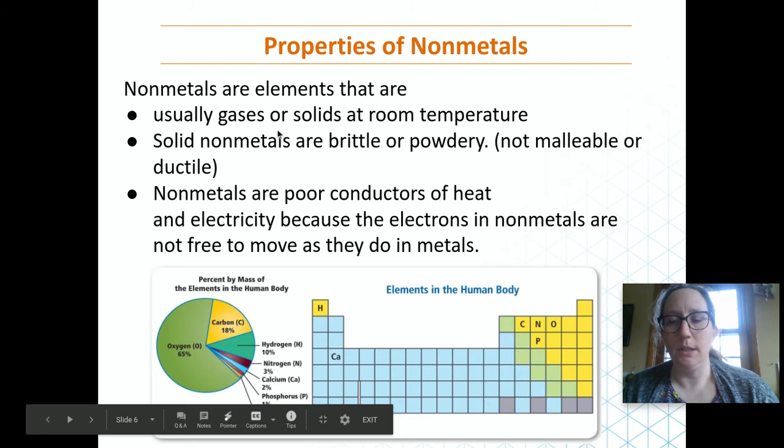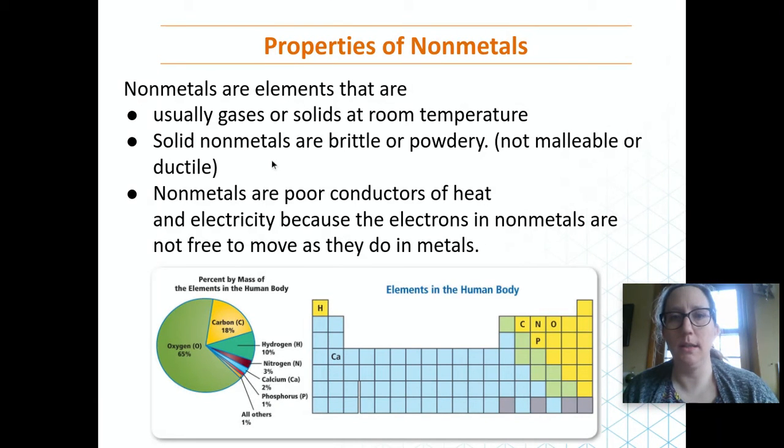Nonmetals are usually gases or sometimes solids at room temperature. The ones that are solid are very brittle, powdery. They're the exact opposite of a metal. Okay, they're poor conductors of heat and electricity because they hold on to their electrons much tighter.